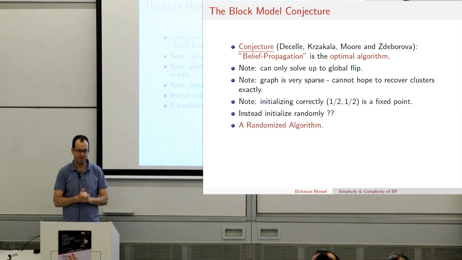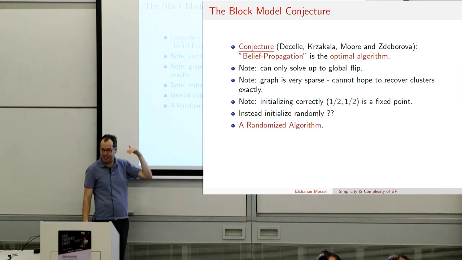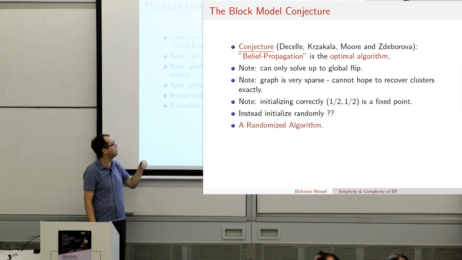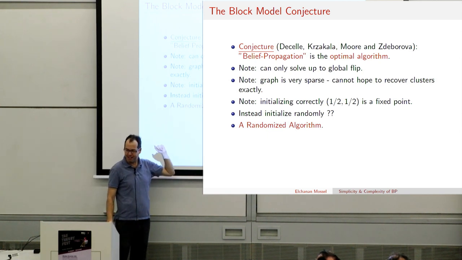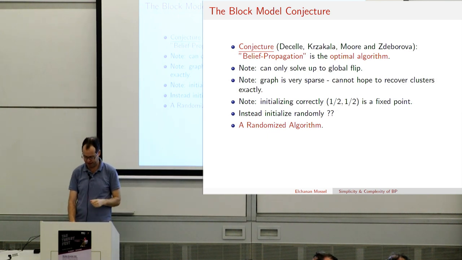Something in between: most of the nodes will have 1/2 and 1/2, but a smaller number of nodes will not. You can also do that randomly, and that would also work. But the question is why, what does it mean? It doesn't really fit our understanding of belief propagation as something that computes posterior probability. Why does it have to be a randomized algorithm? That led me to think about what is actually happening here.